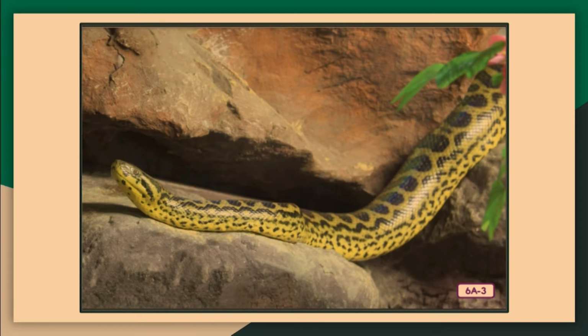Reptiles are all vertebrates because they have backbones, and they are all cold-blooded because their internal temperature changes with their surroundings. Most reptiles can adjust their body temperatures by basking in the sun to stay warm or by hiding under a rock to stay cool. Just like amphibians, reptiles live on land and in water.